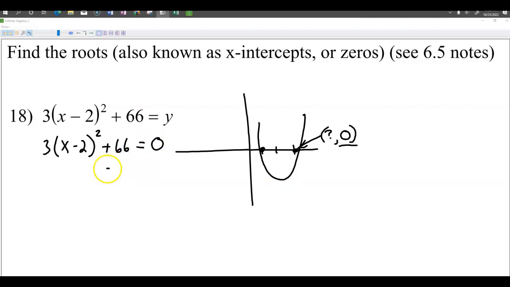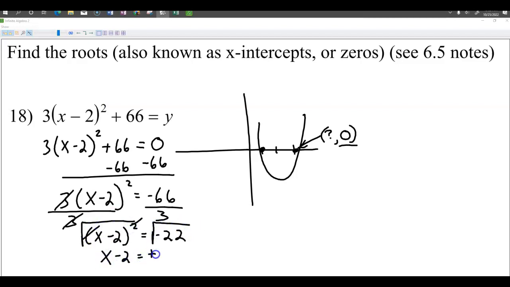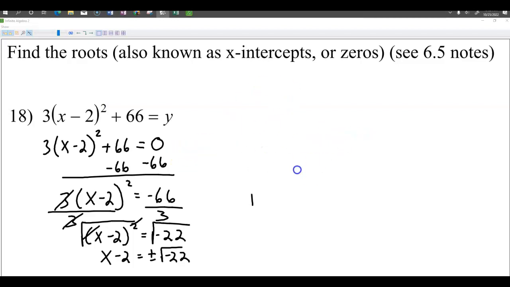All right, so let's begin. Minus the 66 on both sides. Divide by 3. Square root. We got to work on that square root a little bit. There's not much work to do with it.